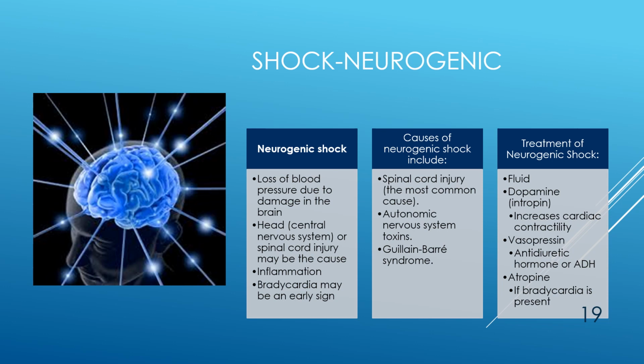So just remember, it's caused by a spinal cord injury. It could be caused by toxins. It could be caused by Guillain-Barré. Signs and symptoms include bradycardia, inflammation, severe loss of blood pressure, drop in heart rate. You really need to do something quickly about it. Fluid administration is your choice. Dopamine is another choice. Vasopressin, atropine if you have bradycardia. So these are the signs and symptoms of neurogenic shock and some of the treatment options. And I also mentioned some of the causes.